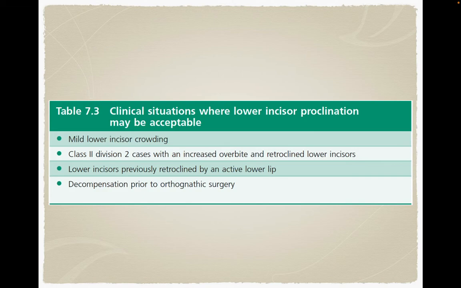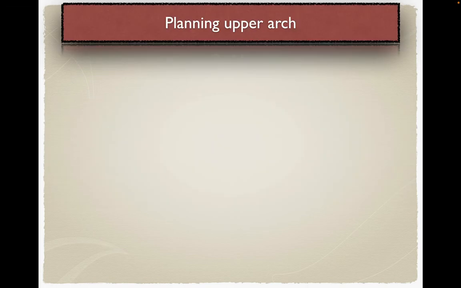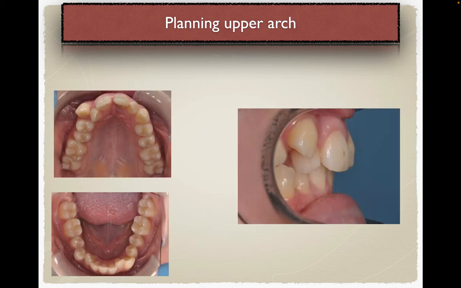Sometimes in surgery we do a decompensation, in which we remove the compensation that took place. So if we have retroclined incisors and the patient wants to go for surgery and he's class 3, we can procline these lower incisors and still it will be stable. So now we finished planning the lower arch, then we plan the upper arch in the same manner that we did with the lower arch.